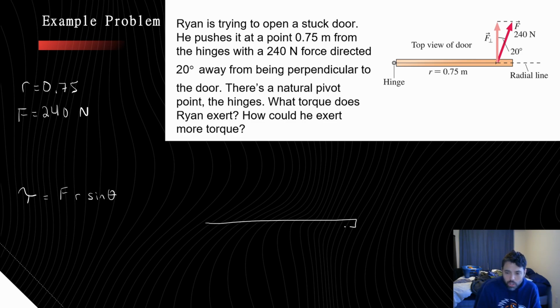Here's the door. Here's the hinge. Ryan's going to push this way, right? At an angle. Now they're saying the angle is 20 degrees away from being perpendicular. In other words, look at the picture from the textbook. This light white arrow I just drew is perpendicular to the door, right? So they're saying it's 20 degrees from being perpendicular. So in other words, 20 degrees from here. This angle right here is 20 degrees.